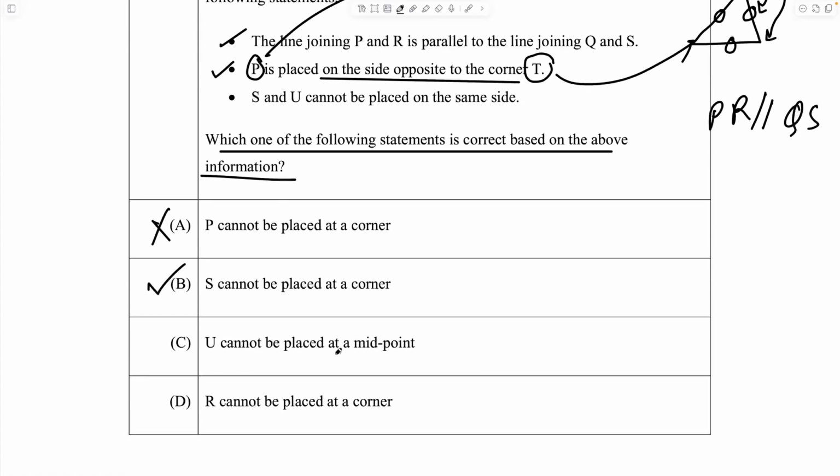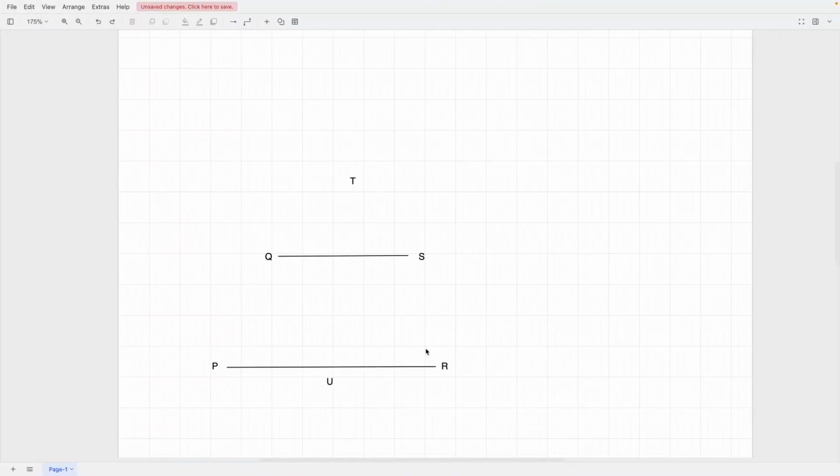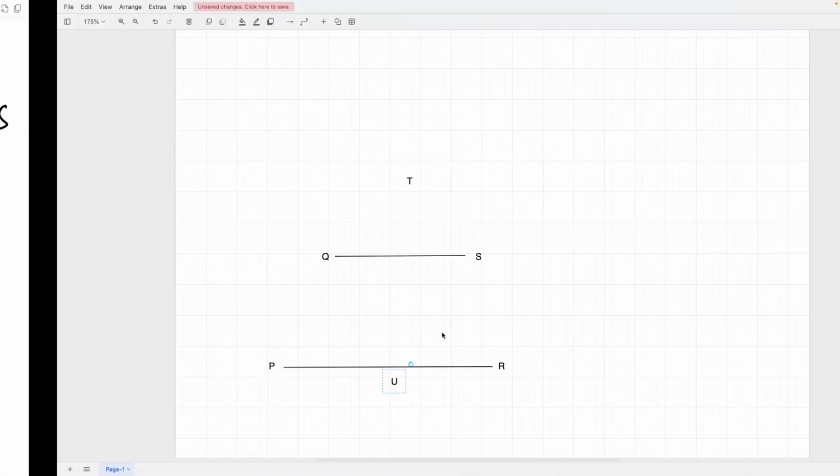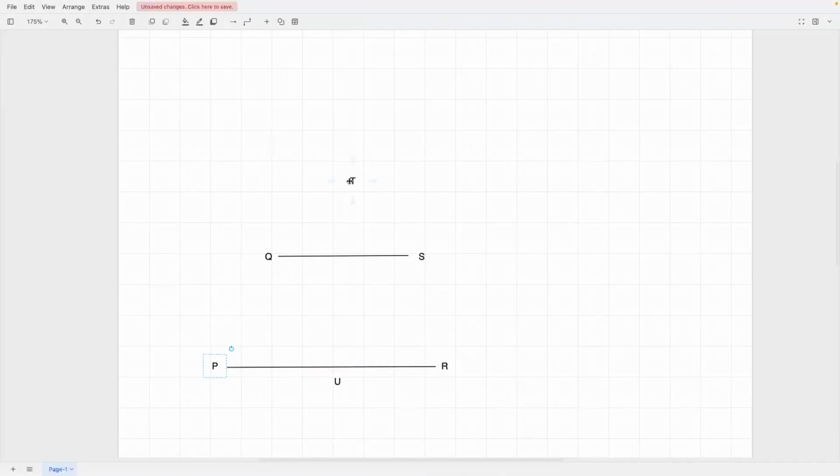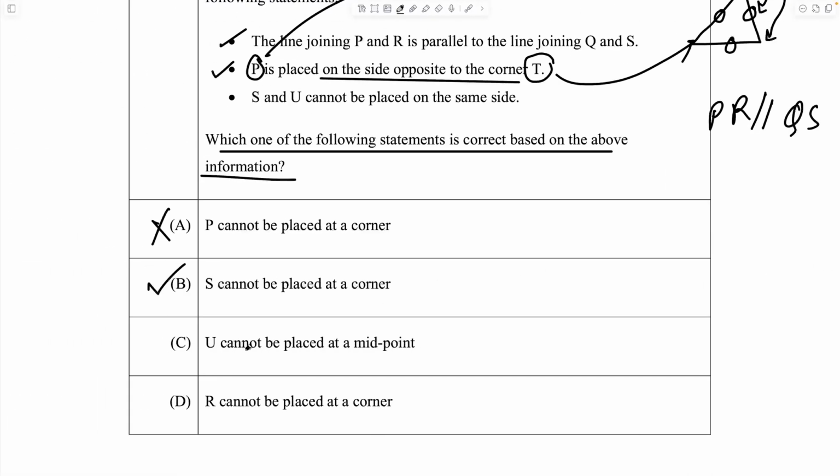So U cannot be placed at a midpoint. Okay, that is directly contradicted by this arrangement, right? Because U can be placed at a midpoint and it is placed over here, and this arrangement meets all the constraints that have been provided. P is at the opposite side to T, Q and S are parallel, and U is not on the same side as S. So this is a valid possibility, and the claim that U cannot be placed at a midpoint is simply wrong.